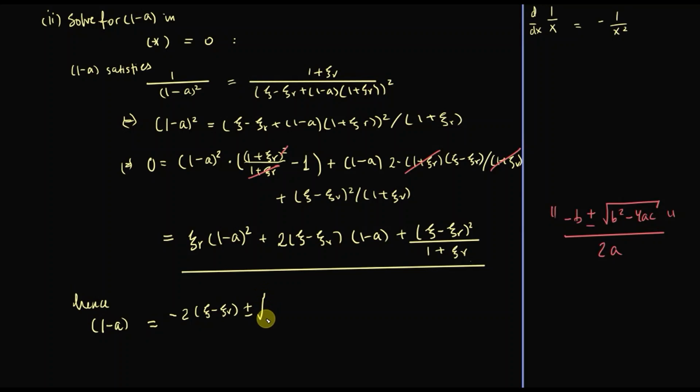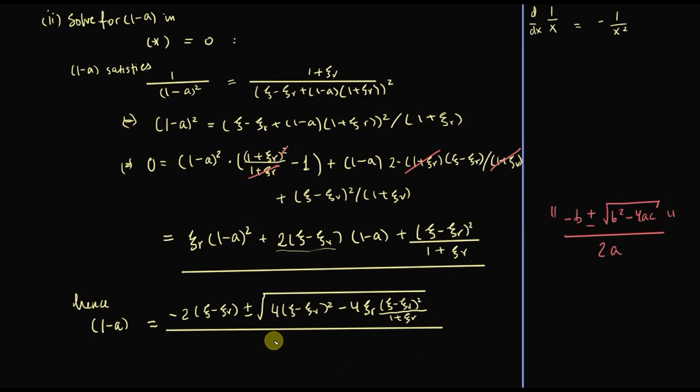square root of something that's quite long. So you have b squared, which is this term squared. So you have 4 xi minus xi(r) squared minus 4 multiplied by the quadratic term's coefficient multiplied by the constant term's coefficient. So it's xi minus xi(r) squared divided by 1 plus xi(r). And you take the square root of this entire thing, and in the denominator we have 2 multiplied by xi(r).